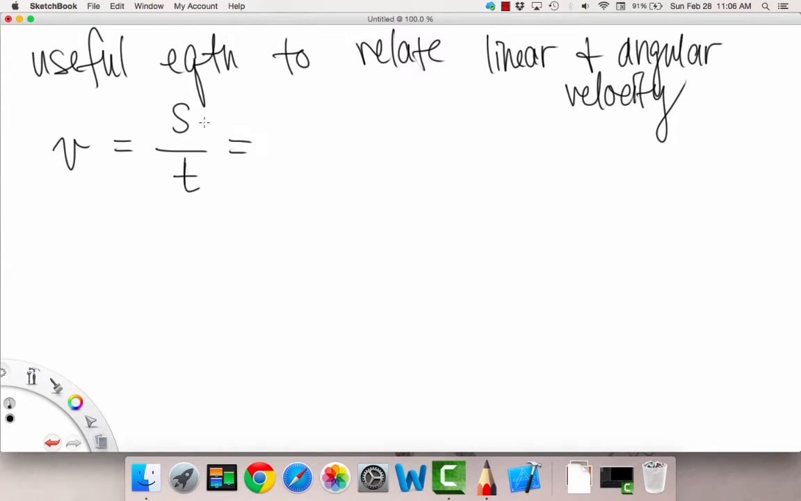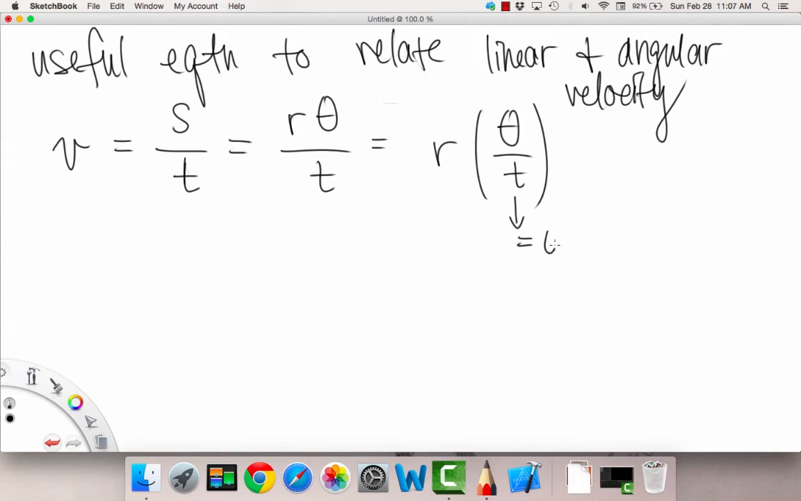Remember, before we said arc length could be written as r times theta, and then over time. Let me break it up in an easier fashion here. It's the same exact thing, I just put one thing in parentheses and the other one just outside. This theta over t, remember, is actually our angular velocity. This is equal to omega. So this is equal to r times omega.